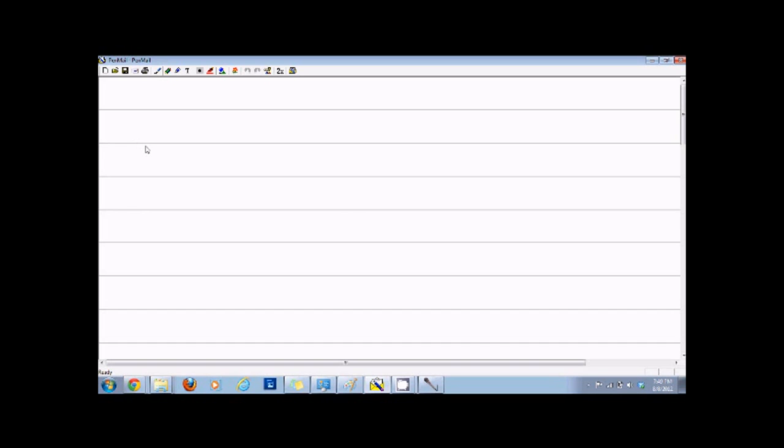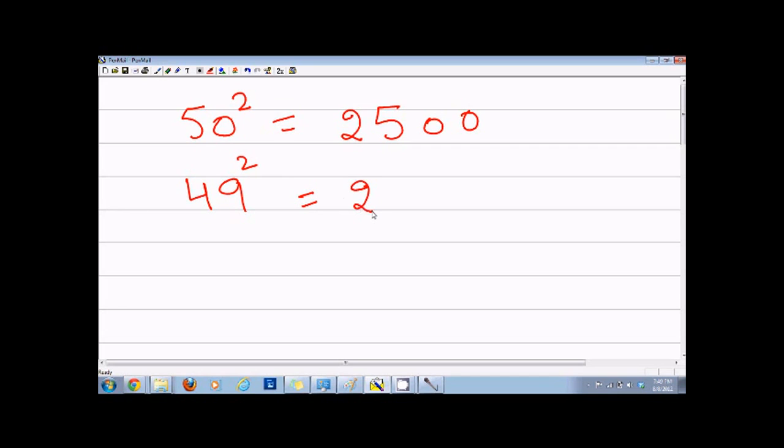So this is a video in which I will show you how to square a number quickly in your mind, for numbers which are closer to 50. For example, let's start with 50 itself. If I have 50 and I want to square it, I will just write 2500. Now if I want to take the square of 49, all I will do is subtract 1 from 25, because 49 is 1 less than 50, so I will say 24, and then write the square of 1, which is 1.